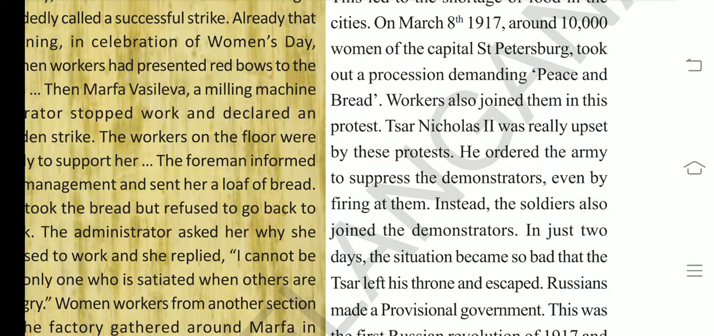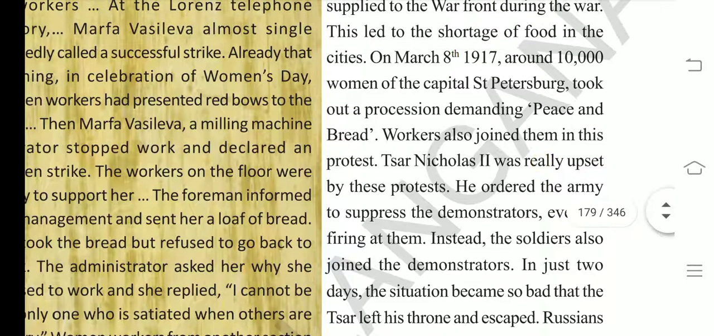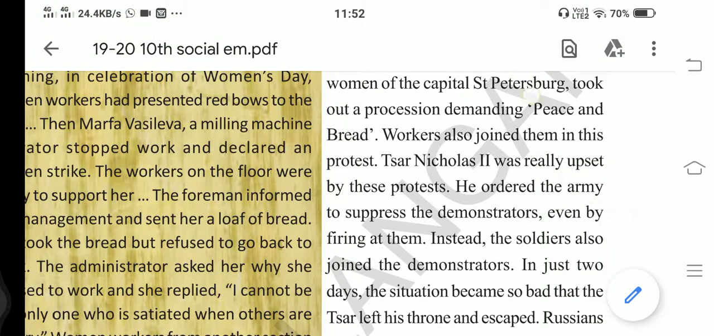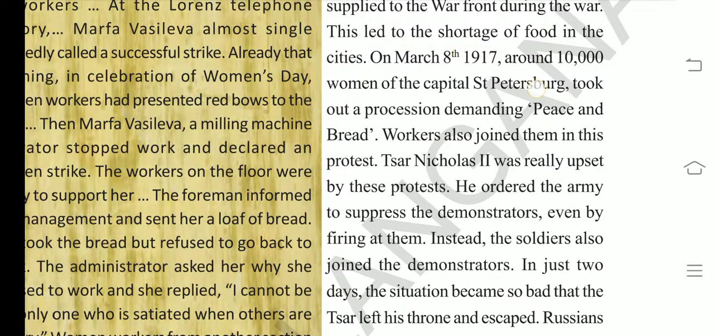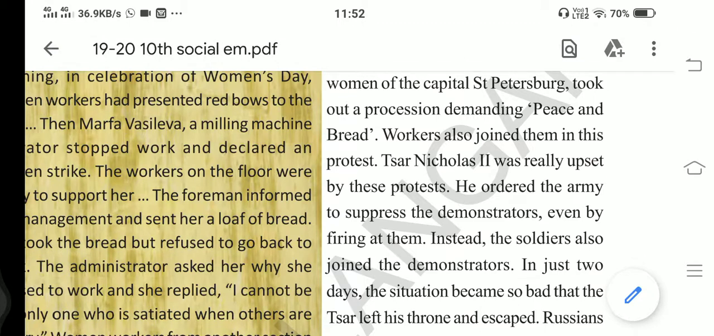In 1917 on 8th March, nearly 10,000 women organized a demonstration at the capital city of Russia. At the time, Saint Petersburg. Saint Petersburg was the capital city of Russia. Today, it is Moscow, right? But at that time it was Saint Petersburg.